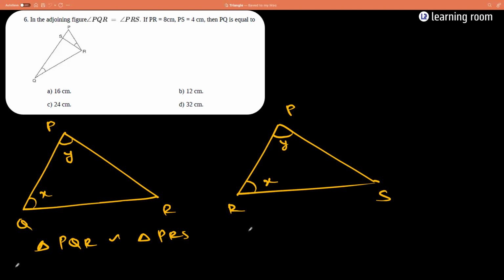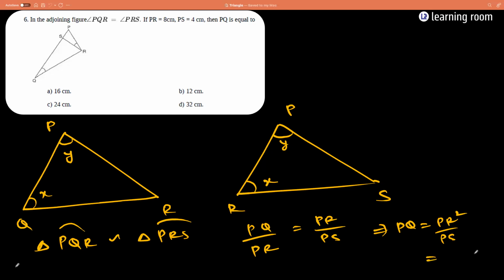PRS. Now you tell me, PQ divided by PR is equal to PR divided by PS, which implies PQ is equal to PR square divided by PS. So what is PR square? 64 divided by PS, which is 4. How much will the answer be? 16. Is there an option? Yes. Is there anyone who didn't understand this?